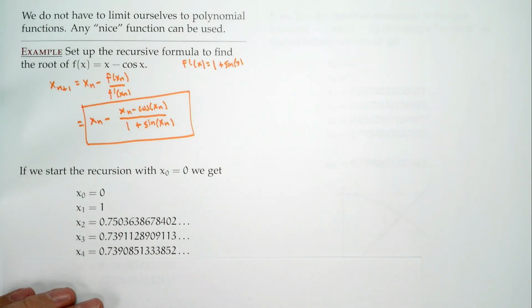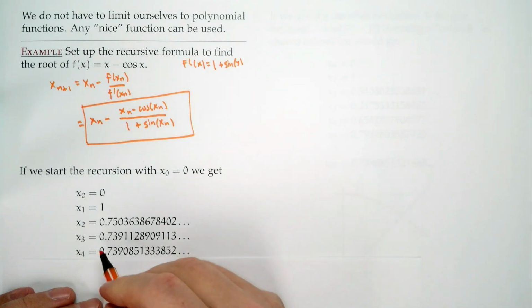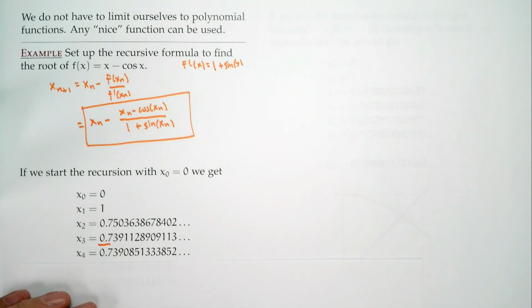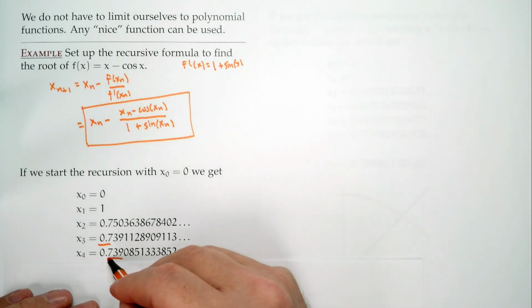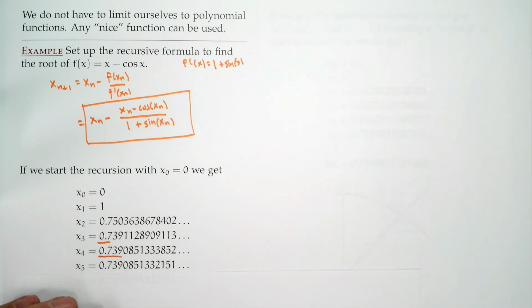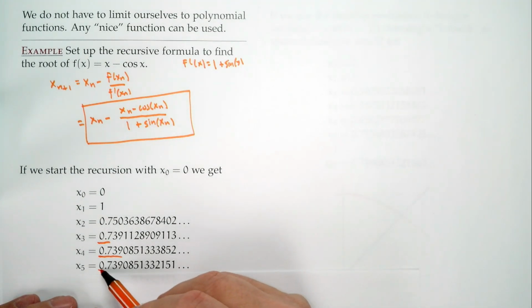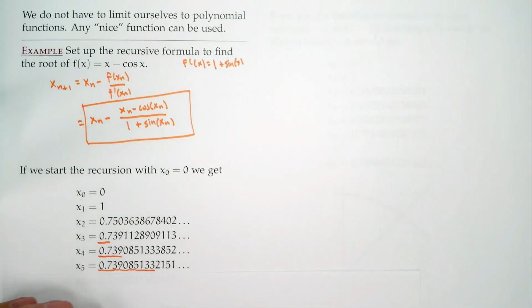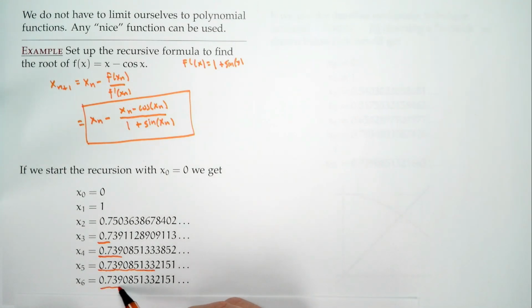So let's see if we can mark this. Here, the first digit stayed the same. At the next step, it was the first 3 digits. Well, how about if we go to the next layer? Look how far we're getting here: 739085133. And if we go to the next layer, at the 6th iteration, as far as my computer said, these numbers look the same.